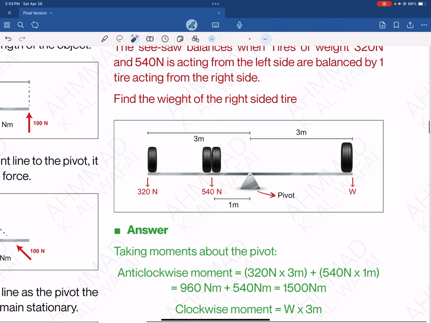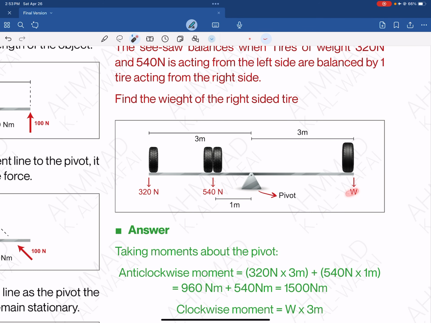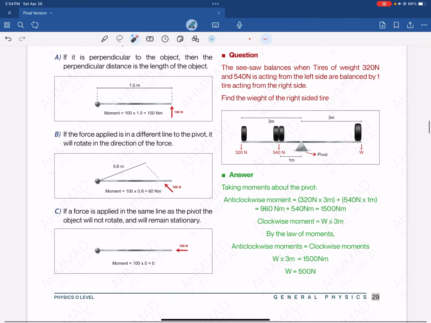Also, the question could be, as I said, to eliminate the W: I could give you W as 500 and eliminate this distance and call it X, and you could do the algebra to get X, basically following the same idea. Okay, thank you for listening.